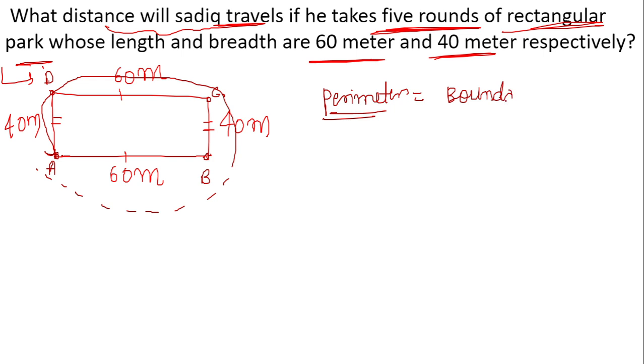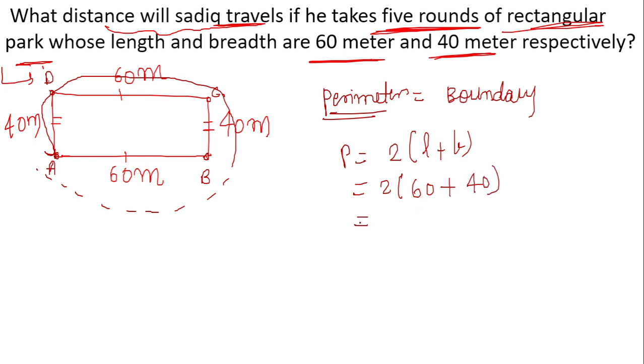Now we know how to calculate the perimeter. Formula for the perimeter is what? Twice of L plus B. What is the given length in the question? Given length is 60 meters plus breadth is 40 meters. This is going to give me 200 meters. Am I right? Yes, 60 plus 40, 100, 100 into 2, 200 meters. 200 meters is the perimeter.